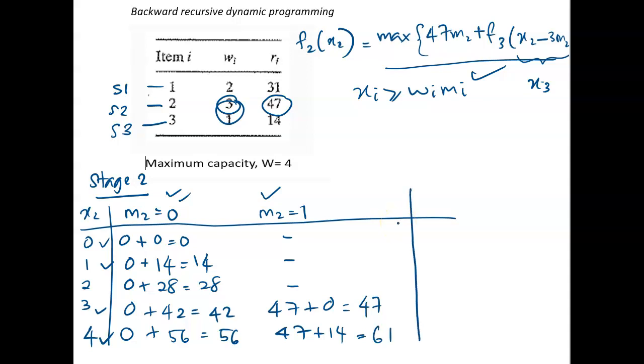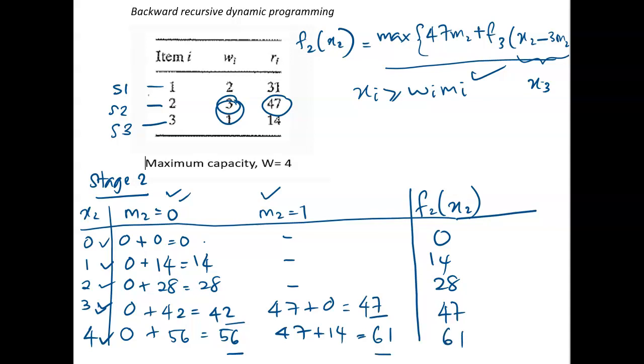Now we can find the solution here. Again, compare 0 and 14. When x2 equals 2, this is 28. When x2 equals 3, you have to compare between 42 and 47, and since we want to find the maximum value, our answer is 47. And the last one, you have to compare between 56 and 61, and the maximum value is 61.